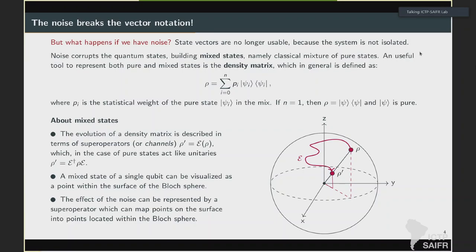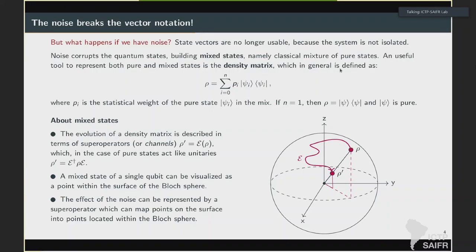In the same picture of the Bloch sphere, it's nice to see it, in my opinion. A pure state is a point on the surface of the sphere. A mixed state is a point inside; it can also be a point on the surface, but then it's also a pure state. A pure state is a remarkable case of mixed state. But in general, it's a point inside the sphere. And typically this jump from the surface to the inner part of the sphere is due to the interaction with the environment or some kind of interaction with something else. Okay, so it's no more an isolated system.